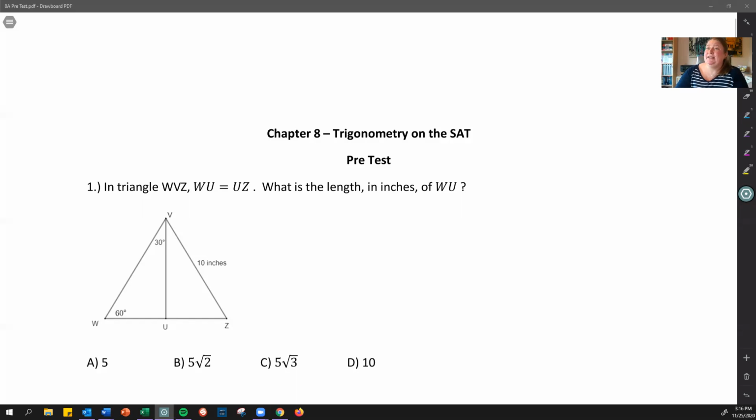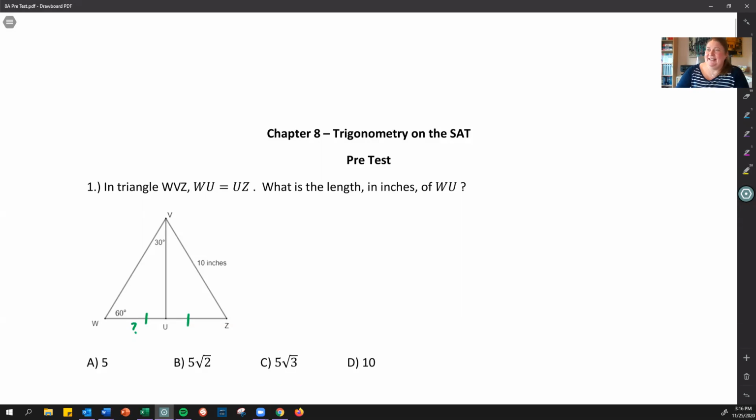So here we go. The first one says, in triangle WVZ, WU equals UZ. Let's make sure that we mark that off. WU is right here, and UZ is right here. I like to use those little hash marks to show that we have equal lengths or congruent sides. And the question is, what is the length of WU? I'll put a question mark to show that I need that.